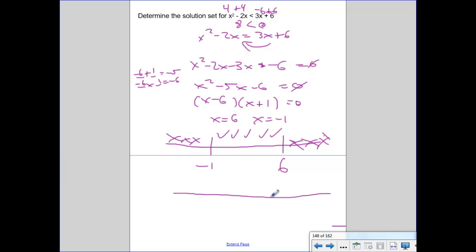Okay. So here's how I'd like you to display your answer then. On a number line, give me -1 and 6. Open circles, and then everything in between gets filled in like this, meaning that you could have 0, 1, 2, 3, 4, or 5. You can even have 5.5. You can even have 5.99999. But you can't have 6 though. As soon as you hit 6, it doesn't work anymore.